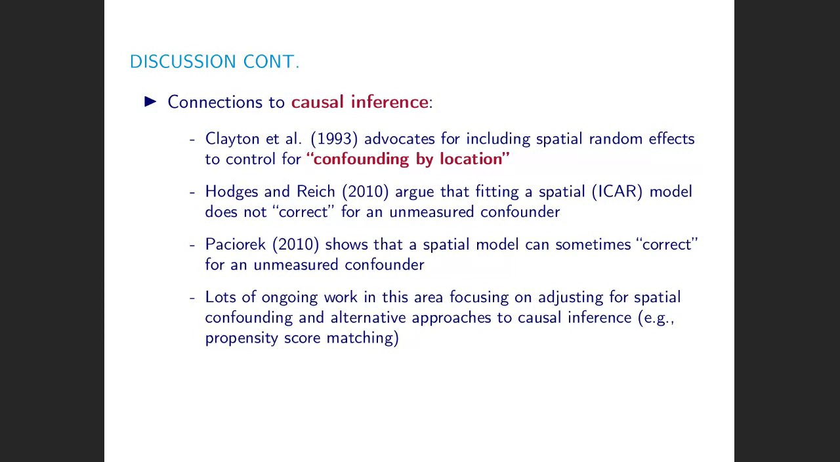However, Chris Paciorek in a Statistical Science paper actually showed that in some cases it can. So under certain types of spatial dependence, it's possible that a spatial model can formally correct for unmeasured spatial confounders. There's a lot of work in these areas, in particular moving away from regression adjustment approaches to using other tools that are available in the causal inference literature, like propensity score matching.